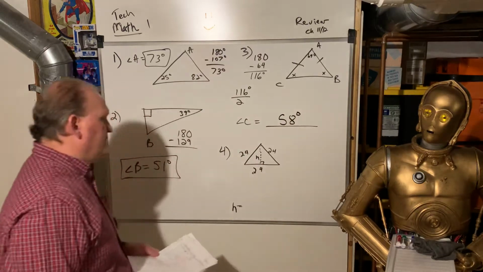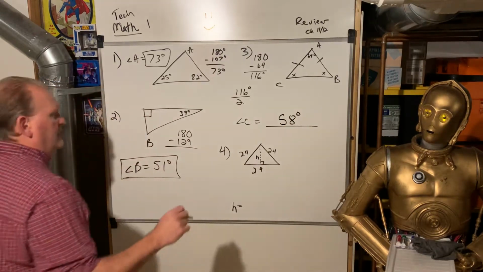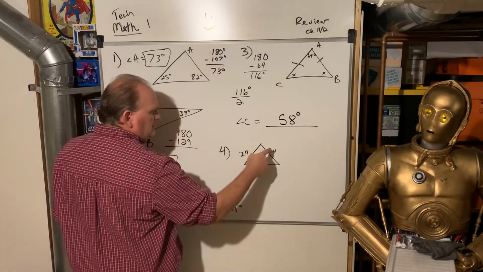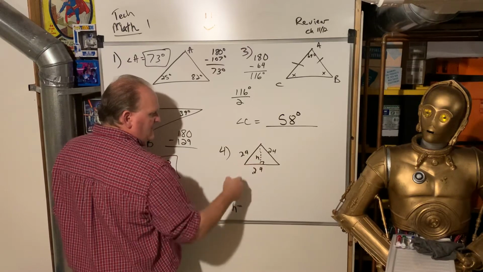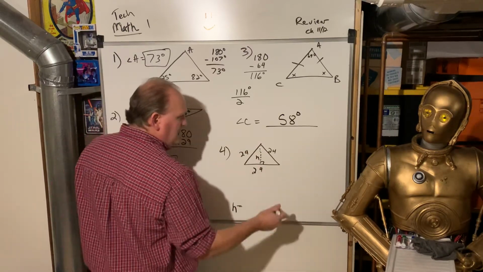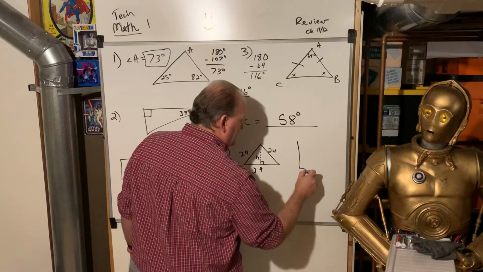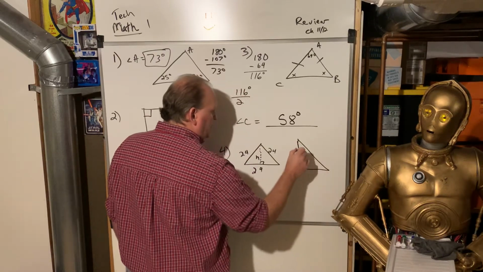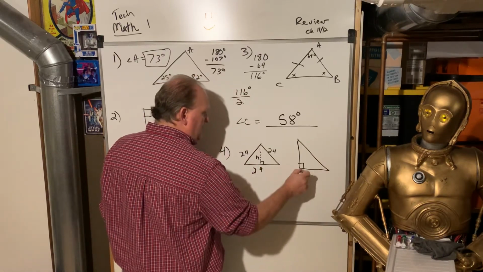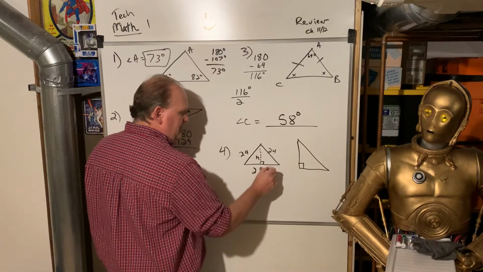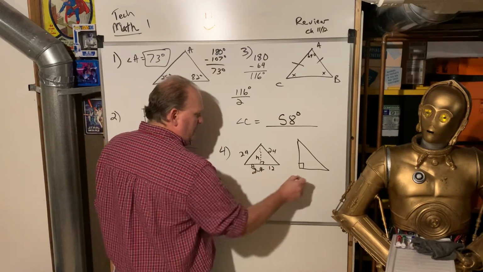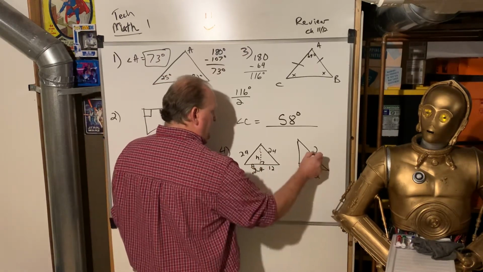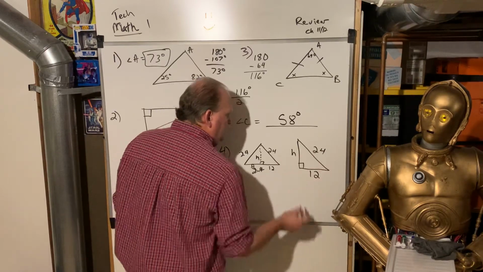All right. Then next we do, they want you to find h, the height. It's actually an altitude. So what do we know about this triangle? Well, this is a 90-degree triangle. If you drop that, it cuts it into 12 and 12. So we know this is 12, and this is 24, and this is h.